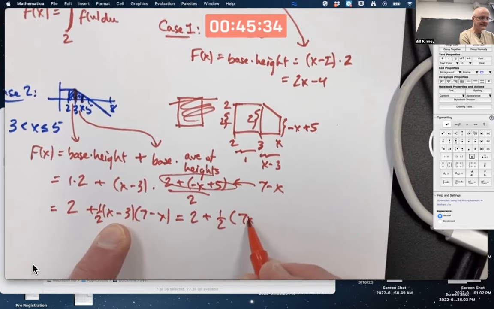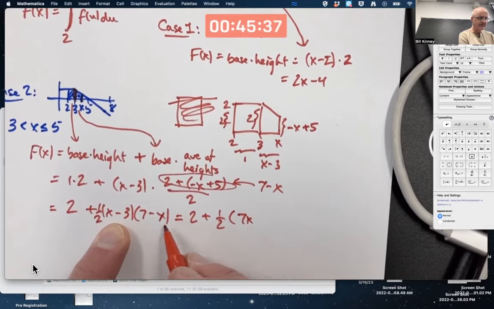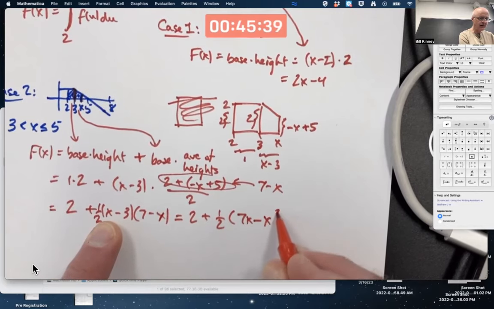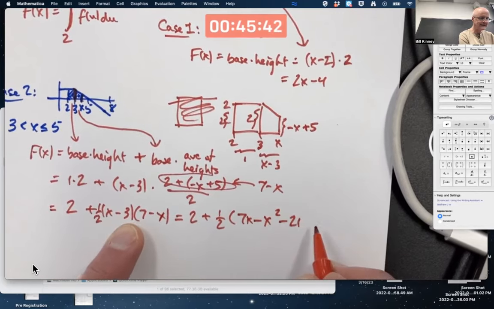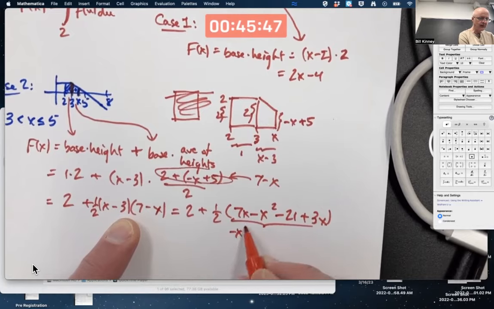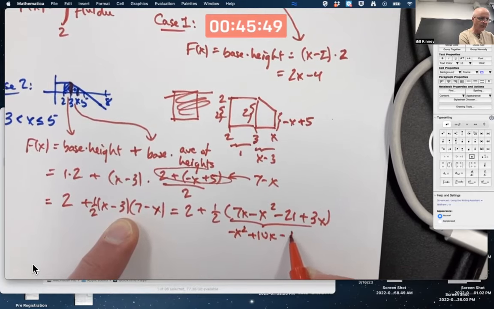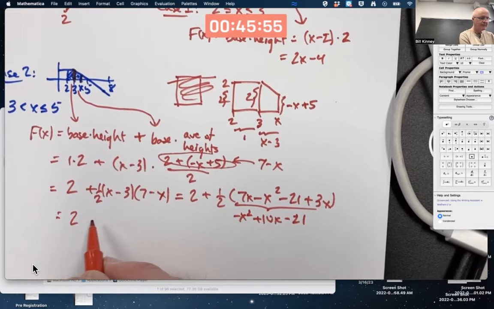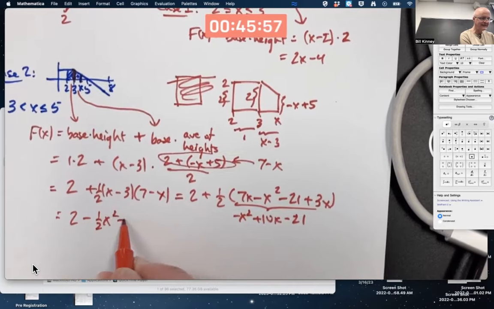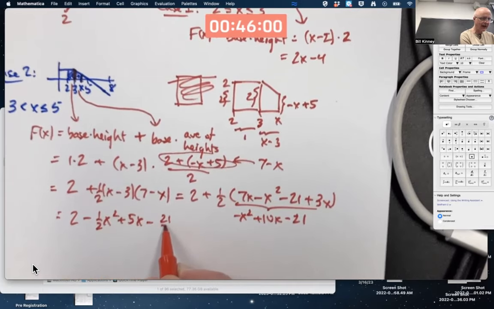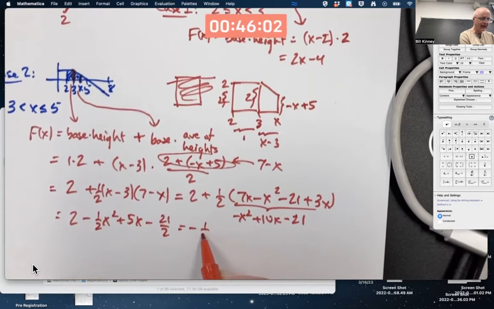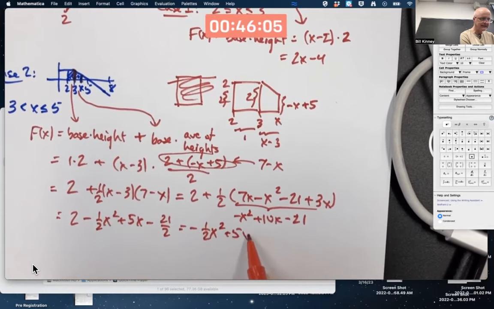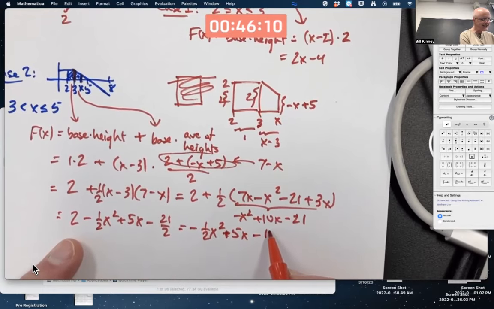First times first is 7x. It's a little weird here because I got the minus x over there. Outside times outside is minus x squared. Inside times inside is minus 21. Last times last is plus 3x. That is the same as negative x squared plus 10x minus 21. If I multiply that by 1/2, then I get 2 minus 1/2 x squared plus 5x minus 21/2, which simplifies to negative 1/2 x squared plus 5x. 2 minus 21/2 would be negative 17/2, I think.